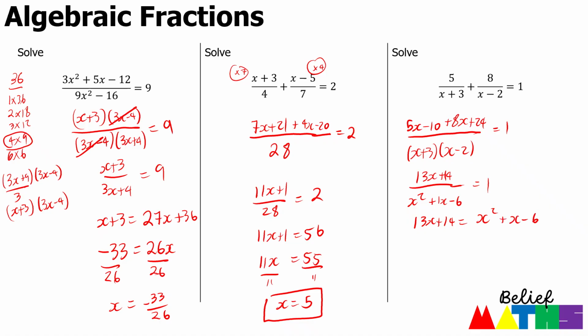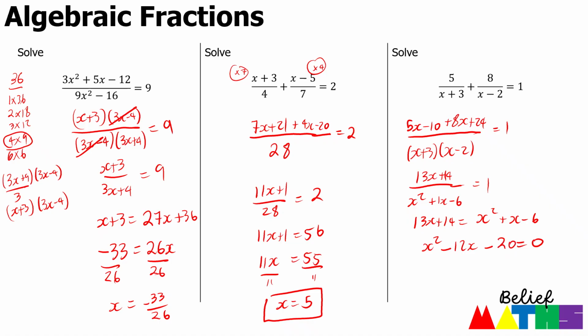And now we're going to rearrange this to get a quadratic, because it's a quadratic, it needs to equal 0 like we said before. We get x squared minus 12x and minus 20 equals 0. Sorry, I should say 20.